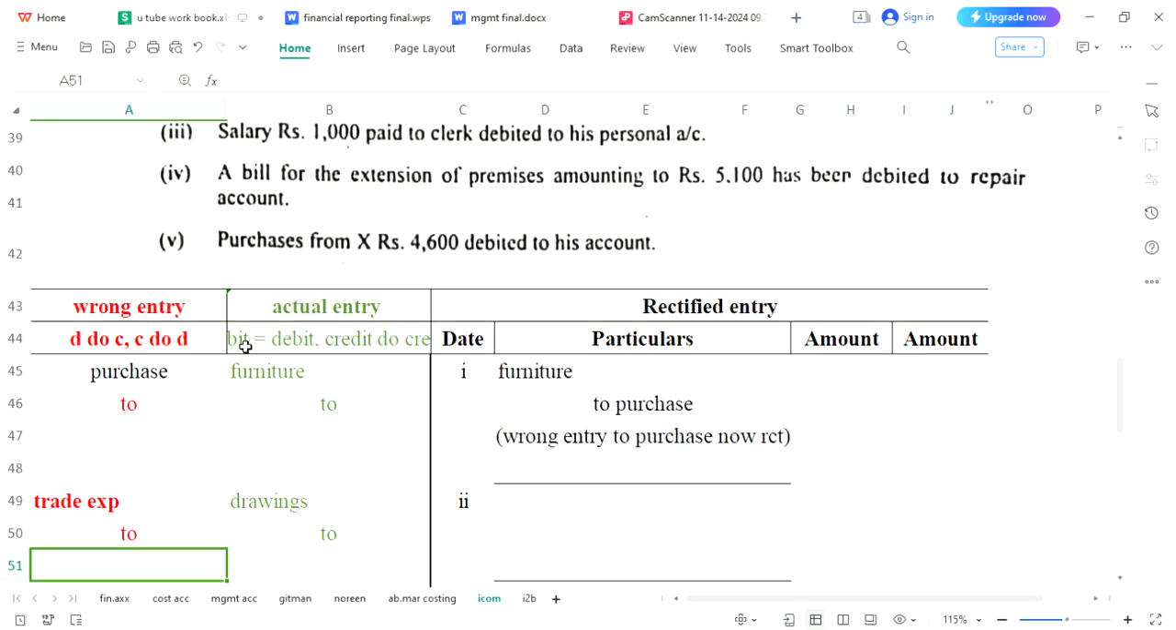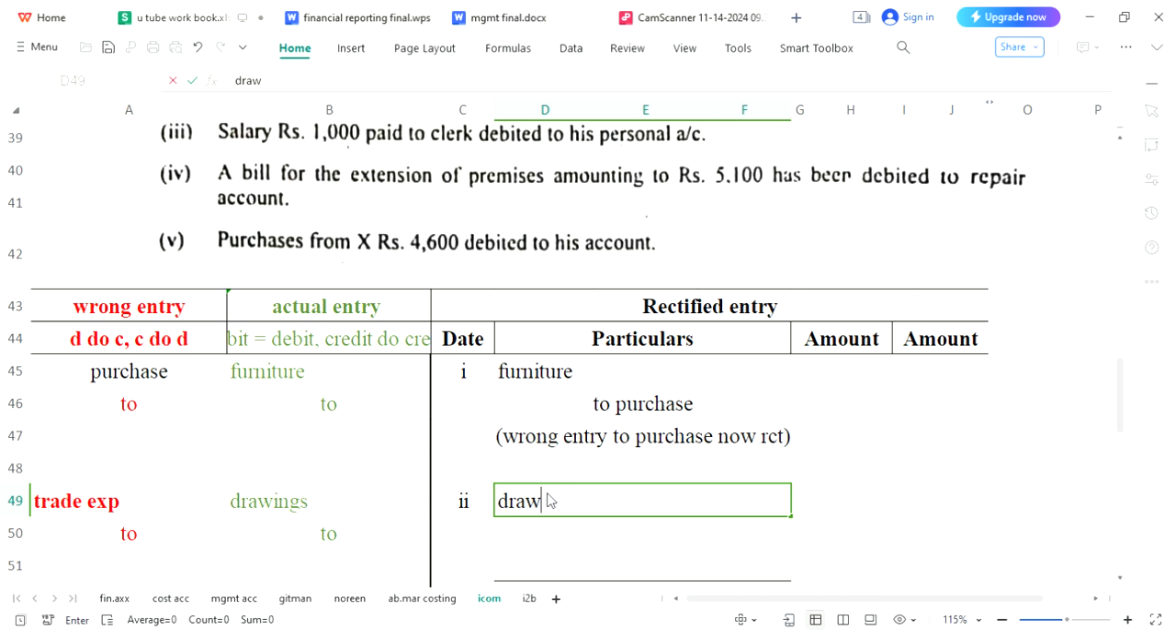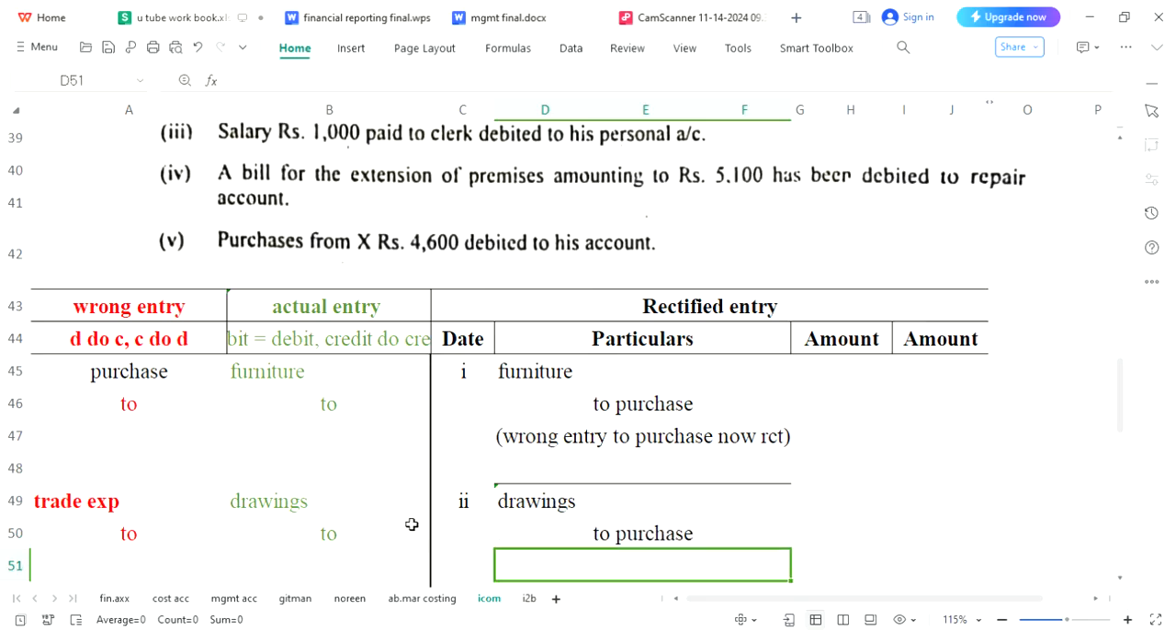As you know, whatever is written in the actual entry, you will write in the same manner. If it is debit, do debit. So the entry would be drawings to purchase. How? Drawings was supposed to be written, but by mistake it was not written. When you realize, you will write it. Trade expense was not to be written over here. But what had happened? We have written it, we will not erase it, we will not use any whitener. Instead, we will cancel its effect by writing it on the opposite side.